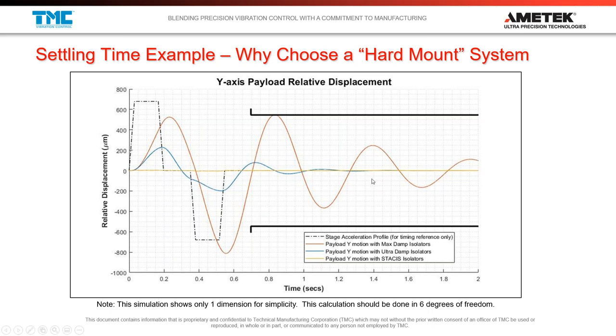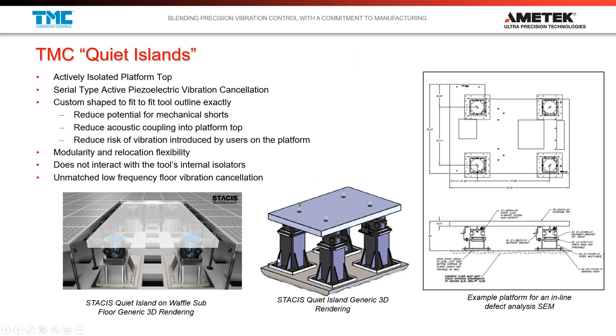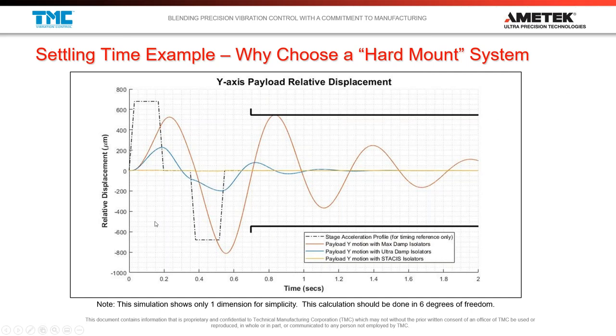But forget about damping materials and forget about passive low frequency isolators. Let's switch to a high frequency passive isolator using a rubber mount at a frequency roughly 15 to 20 hertz. You see here, almost unaffected by the stage motion. And that's what you see when you put something on an instrument like this. You see a tool that's moving quite a lot, but the platform doesn't move at all. We call it a hard mount system.